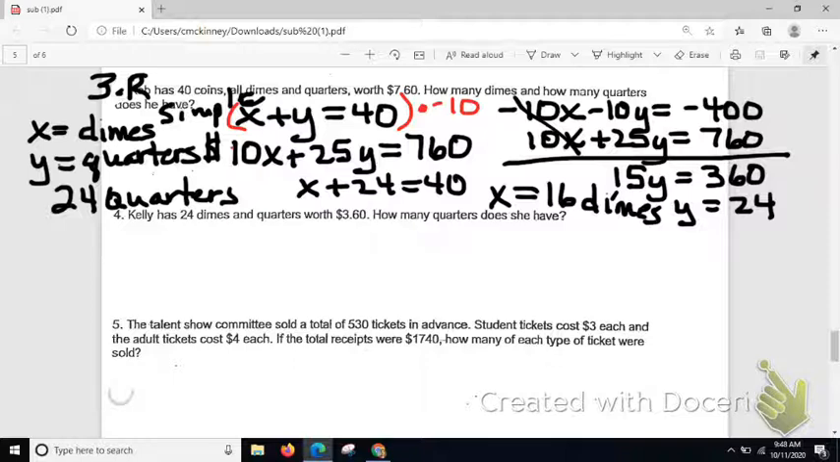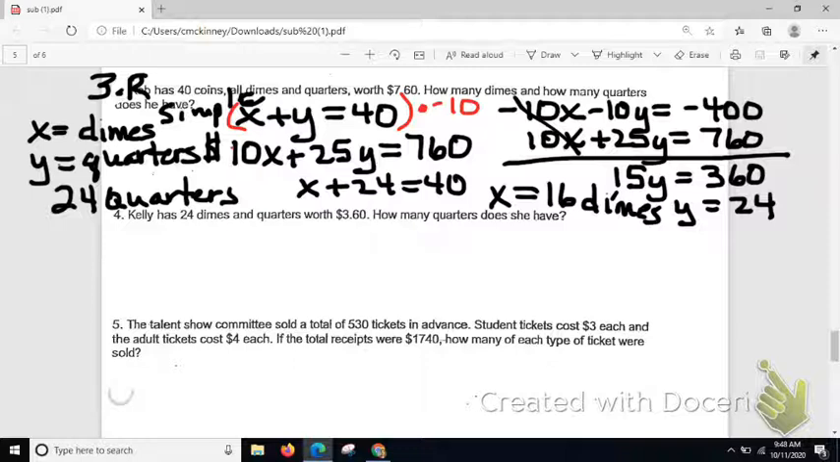Number 4 is worded a little differently, but the intention is the same. We are not saying that Kelly has 24 dimes. We're saying Kelly has 24 dimes and quarters total. So it's going to be very similar setup, but with 24 where the 40 is, and the 360 where the 760 is. So I will leave that one to you to work on your own. It is very similar setup to what we just did in number 3.